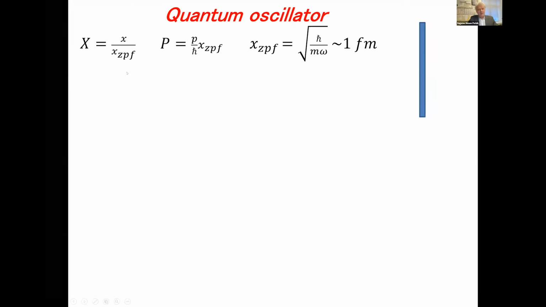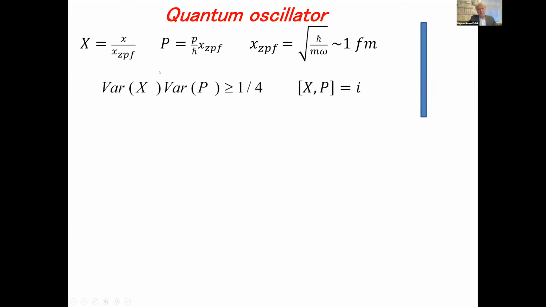So the dimensionless position of an oscillator can be written as the position normalized to the zero-point fluctuations, and that would give you the motion of the system expressed in the number of quanta of the motion. And the same thing with the momentum.